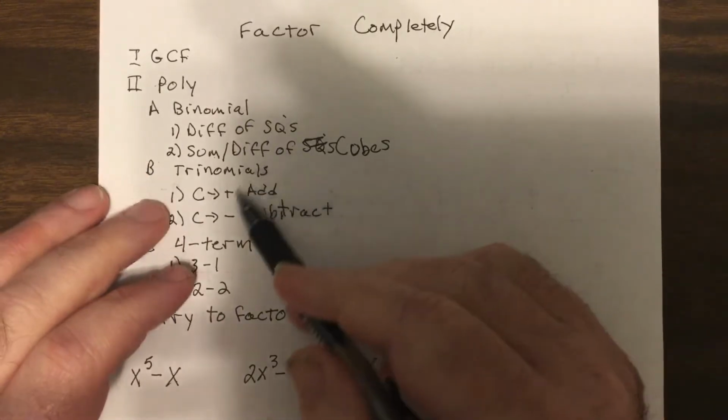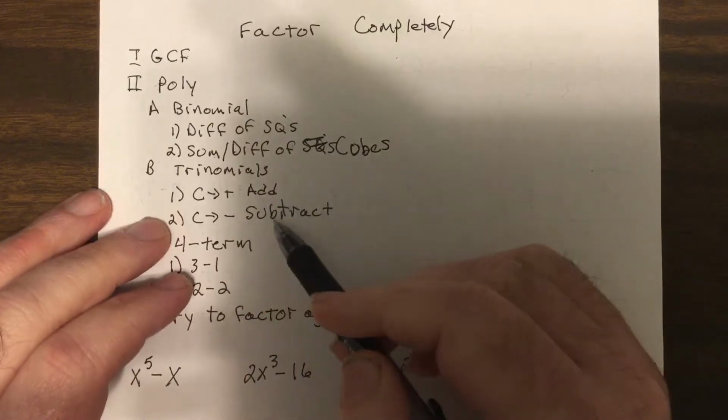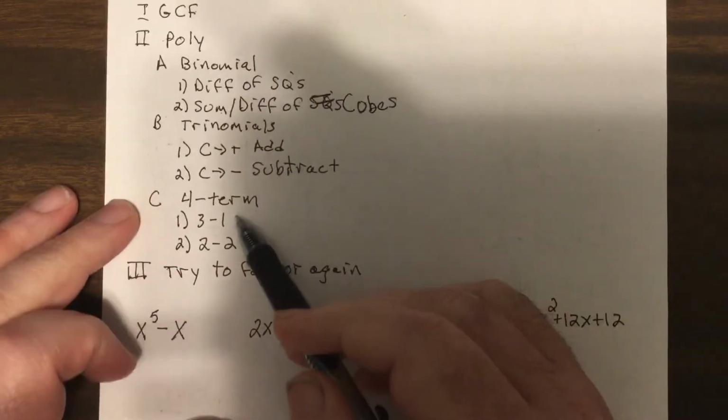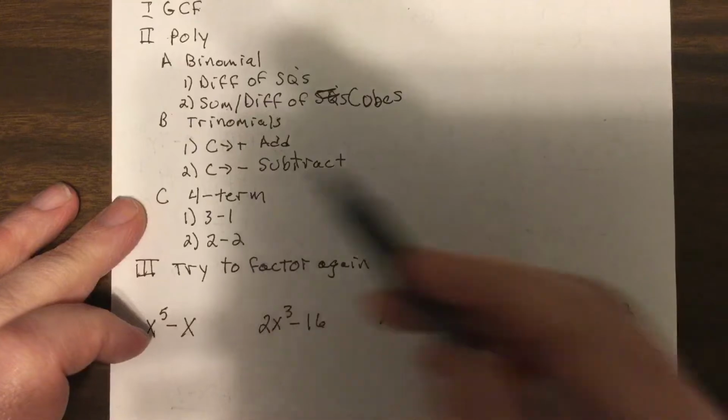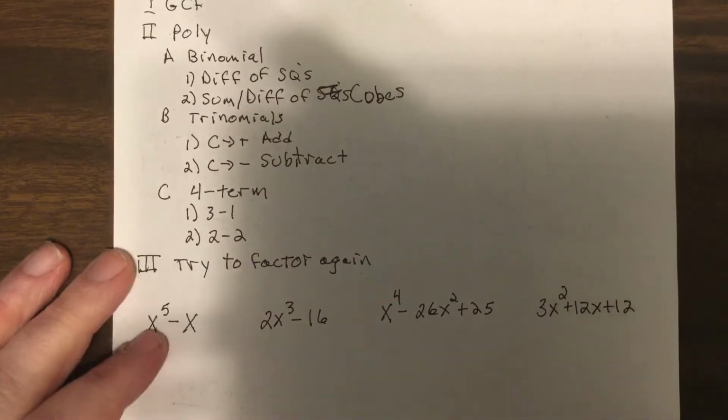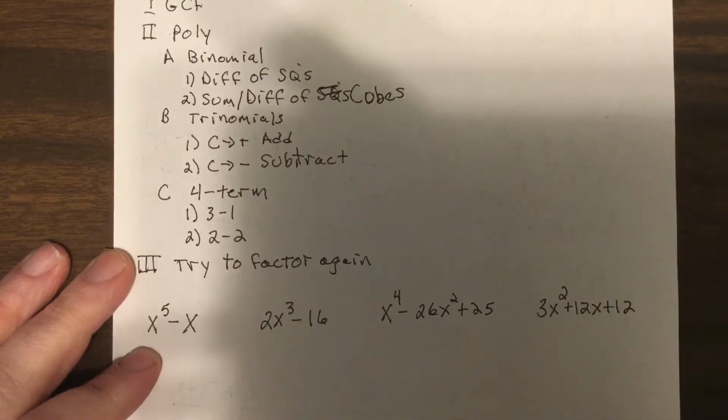A trinomial: last term plus, add; last term minus, subtract. Fourth term we've actually done now, so it's broken up. So, let's see what we have.